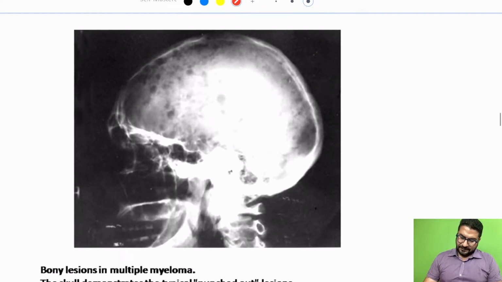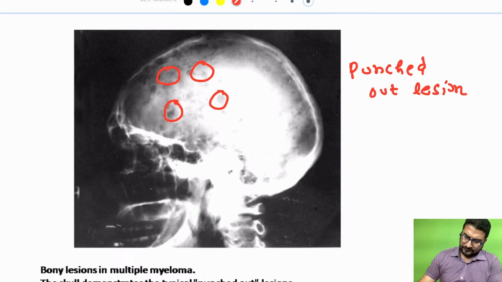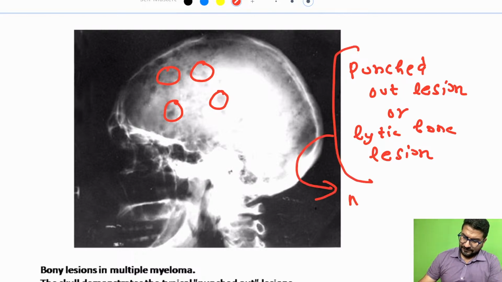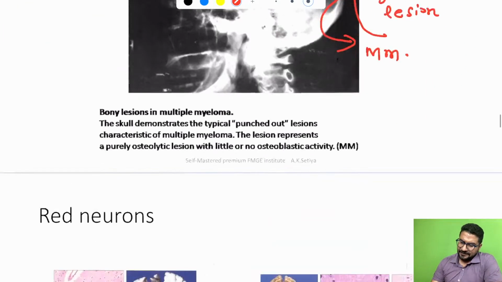Then these are lytic bone lesions, or I can say we call them punched out lesions. Punched out lesion or lytic bone lesion. This is something which we see in multiple myeloma.